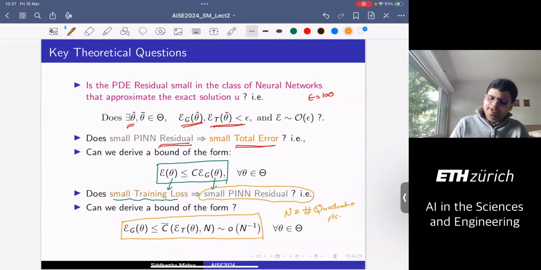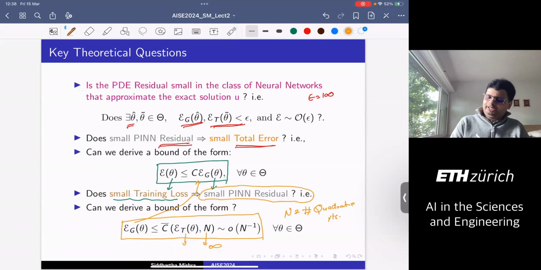So what does this tell us? This tells us that as long as you can make the training loss small and the number of quadrature points as large as you want, then somehow this generalization error, this residual, can be as small as possible. And from here, you can go back to the total error and make it as small as possible. So this is, let's say, the hierarchy of questions that we have.